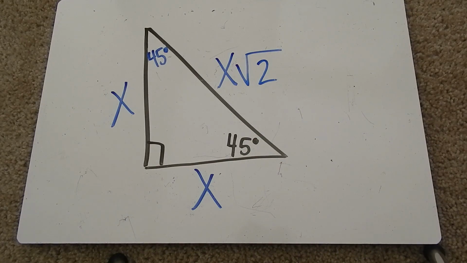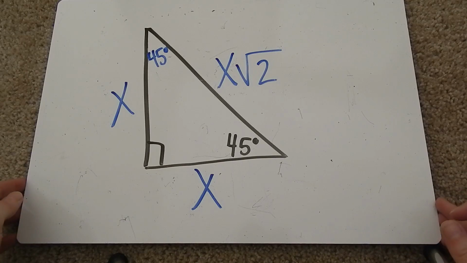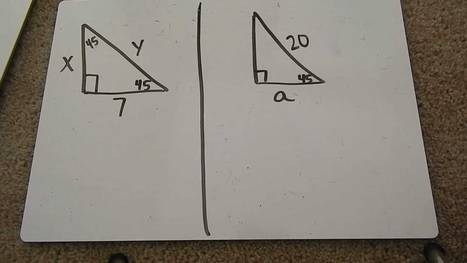This is just the way it is. You can use the Pythagorean theorem to prove it, but this is the pattern we're going to memorize because it's easier than using the Pythagorean theorem all the time. Just memorize this pattern. So let's use the pattern to go ahead and do a couple examples.